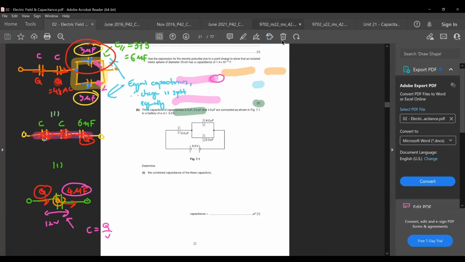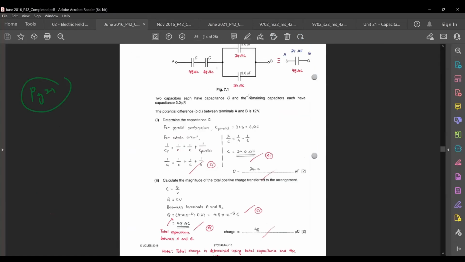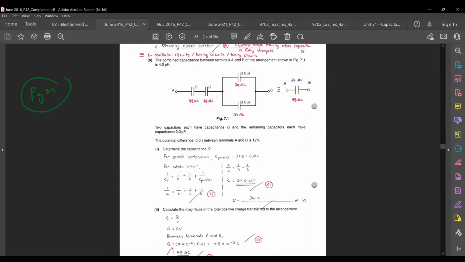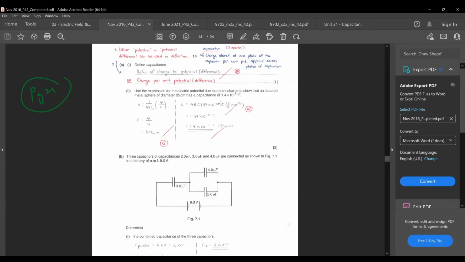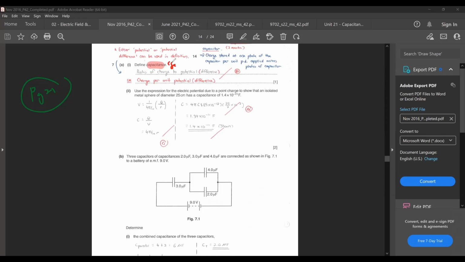Okay, so the next one is page 21. This one. Define capacitance. Capacitance is asking for the general definition of capacitance. The correct answer is charge per unit potential difference, or charge per unit potential. The wrong answer is the one that I actually wrote in pencil here. Ratio of charge to potential difference is wrong.